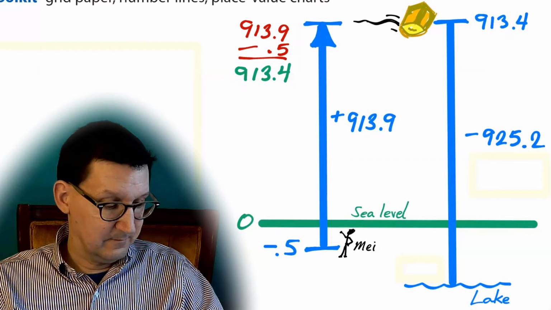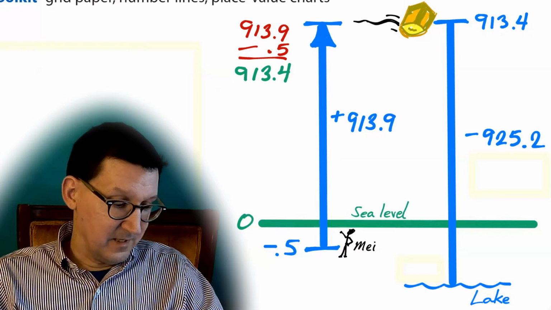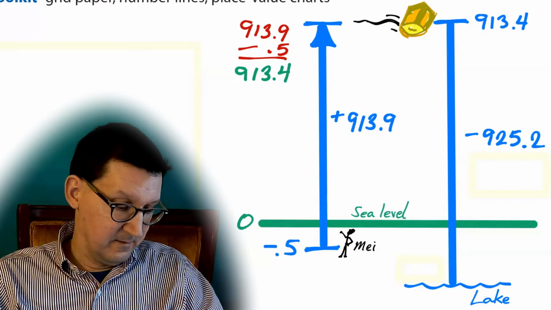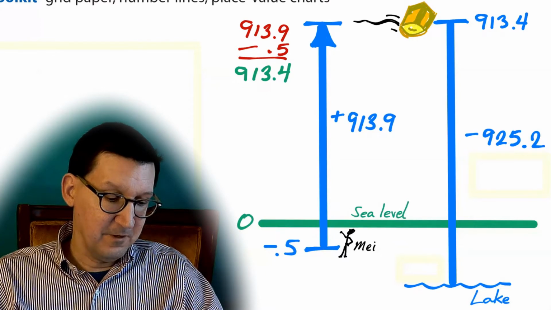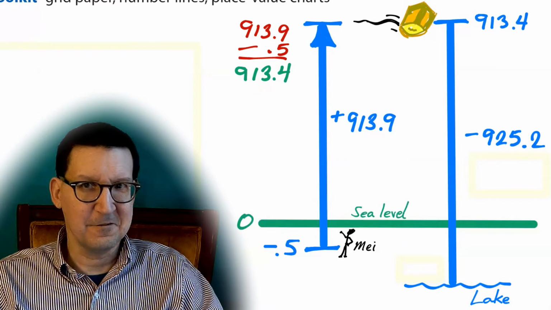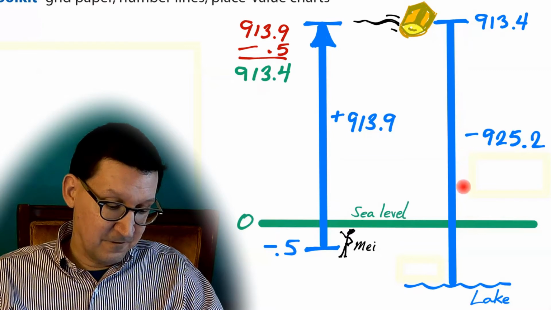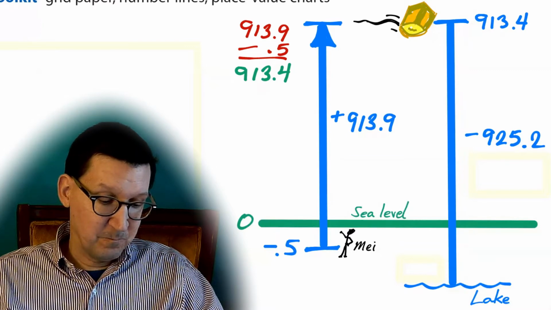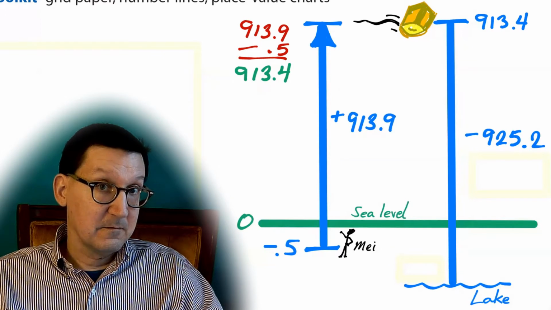913.4 is where we end up, right? Because 913.9 minus that half a meter leaves you at 913.4. So that's where we are. The paper lantern starts going down. So this paper lantern falls 925.2 meters. So how far below sea level is it when it finally lands?